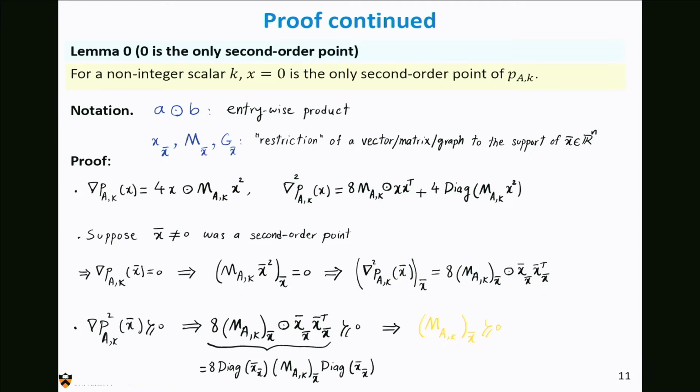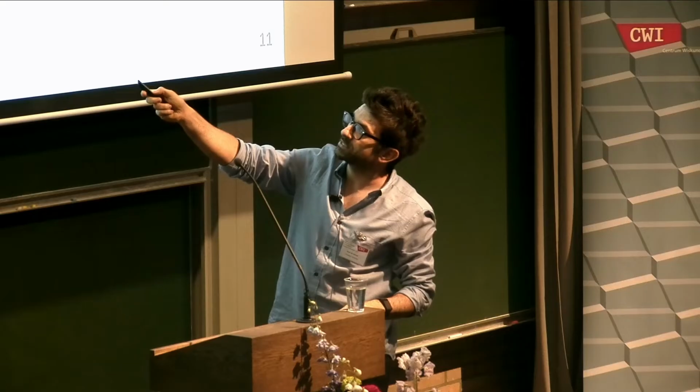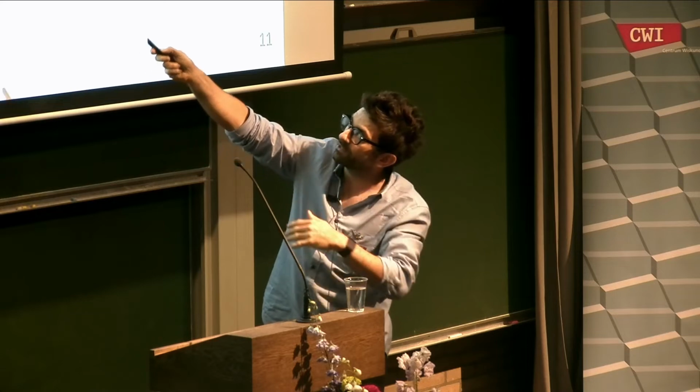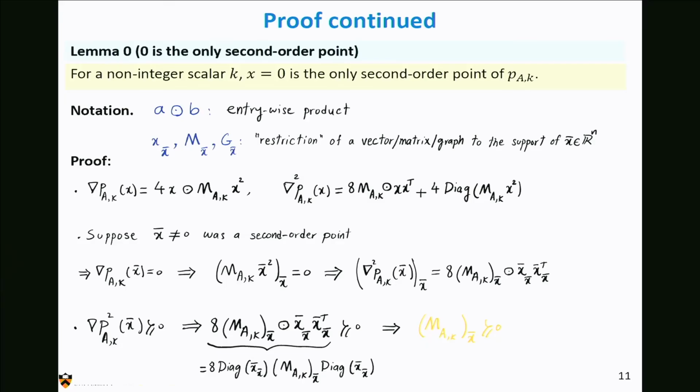Okay. Now at this point, the gradient should vanish. But let's look at what happens if the gradient vanishes. If we plug in x bar, and then we restrict this vector to the support of x bar. Because it's an entry-wise product, if the entry-wise product is 0, that means on the entries where x was non-zero, this other vector should vanish, right? So this is what this says, that this other vector, when restricted to the support of x bar, should vanish.